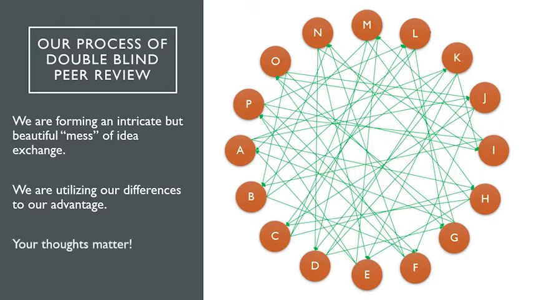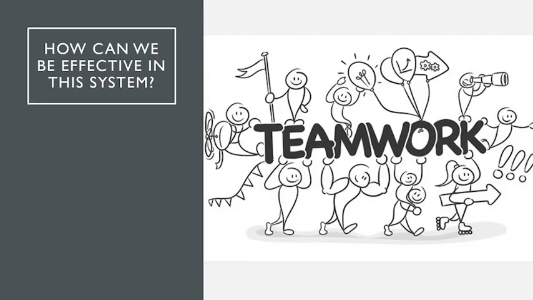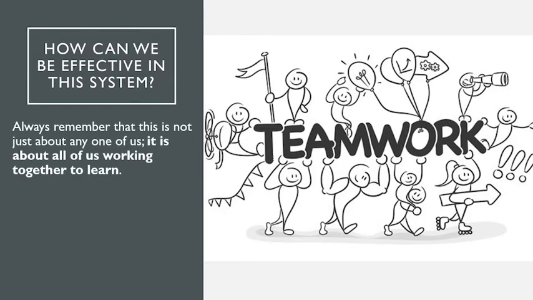This peer review system highlights an important part of teaching and learning, and that is your thoughts and your inputs always matter. The most important thing that you have to consider in the conduct of peer review is that we are one big team and we have one goal, which is to learn. Always remember that this is not just about any one of us. It is about all of us working together to learn. As such, we all have to follow some guidelines to ensure that we carry our own weight for the team.